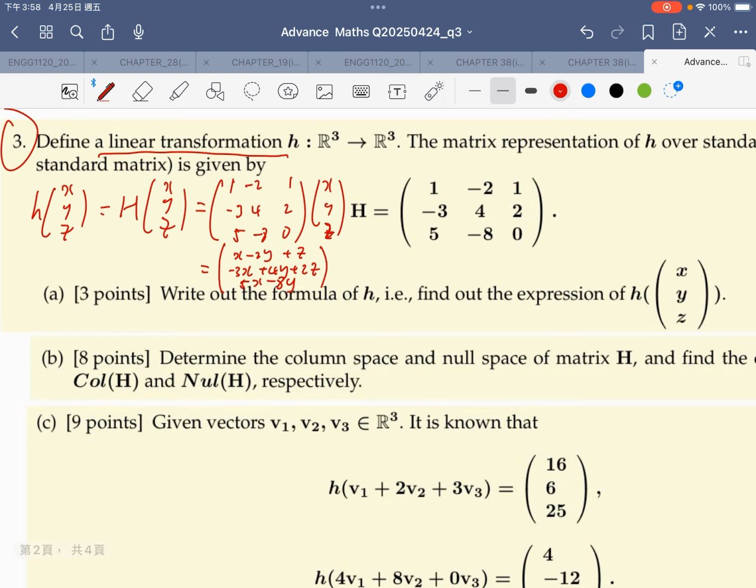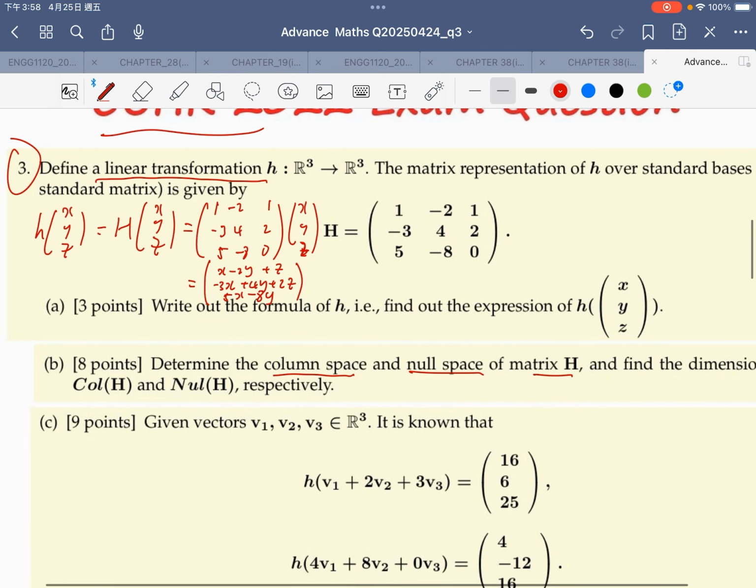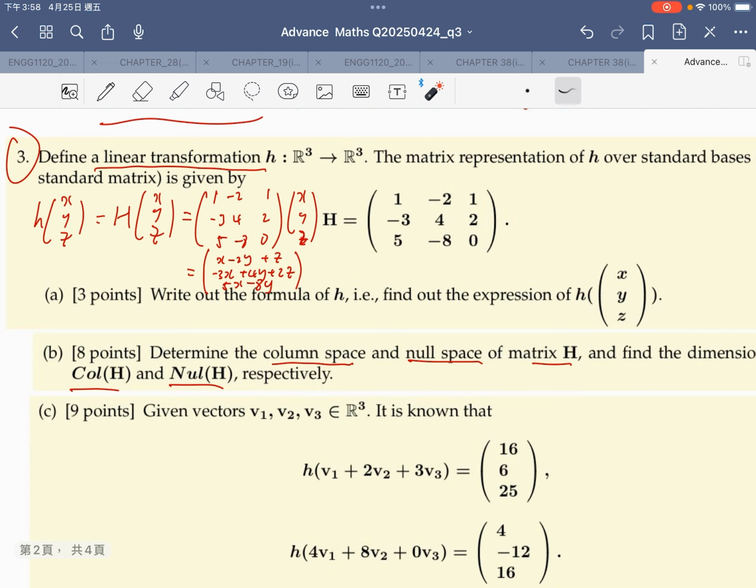this question. Okay, for the second part, determine the column space and null space of the matrix, and also find the dimension. To determine the column space, we have to see what this spans, what this column space spans for. Therefore, we first take the transpose. I write down the matrix here.